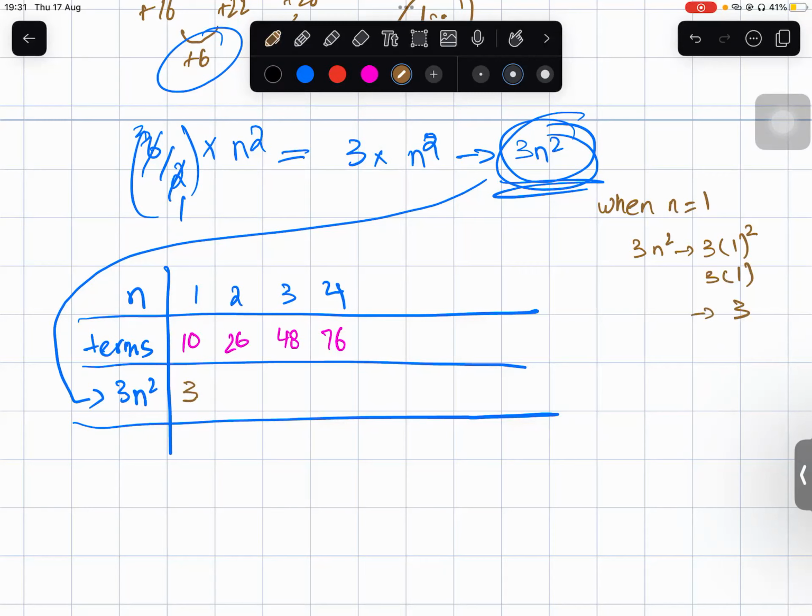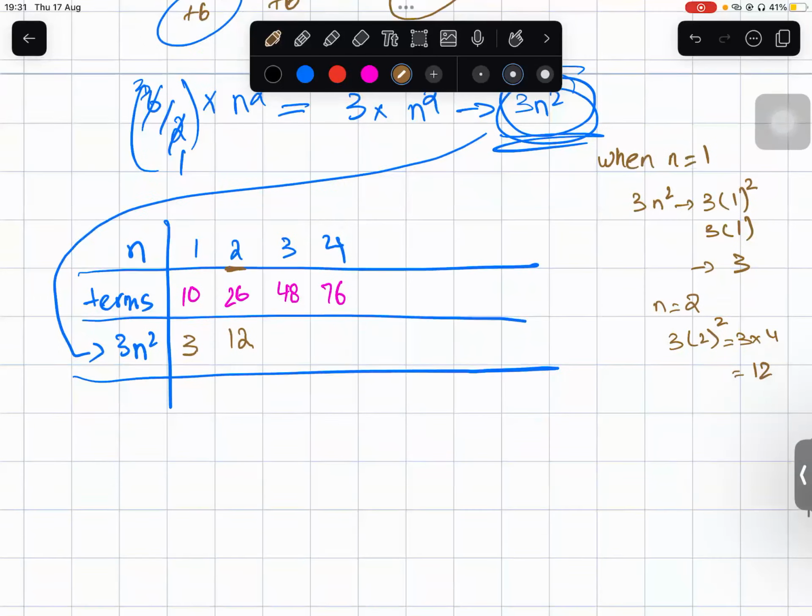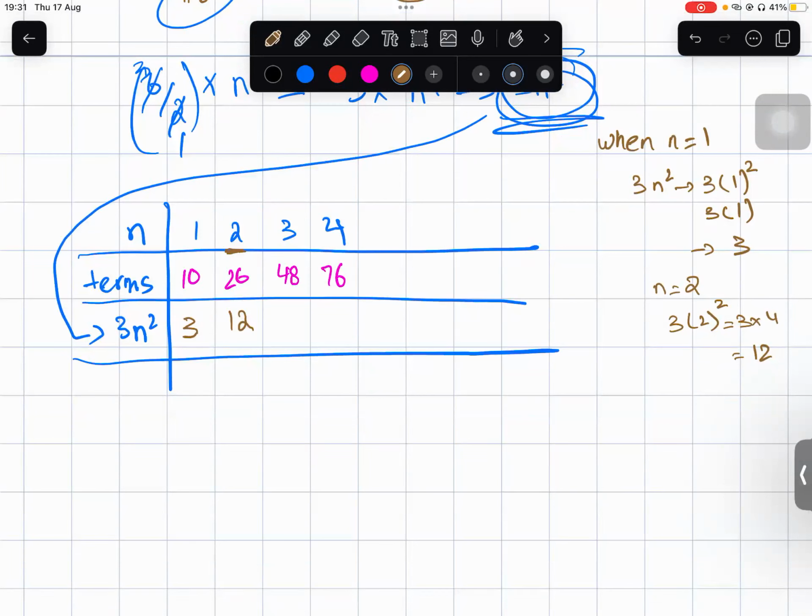Now, are you with me so far, Danya? Yes. So when n is equal to 2, 3n squared would be 3 times 2 squared, which would be 3 times 4, which would be 12. And then for 3, it would be 9, 9 3s are 27 when you calculate it.